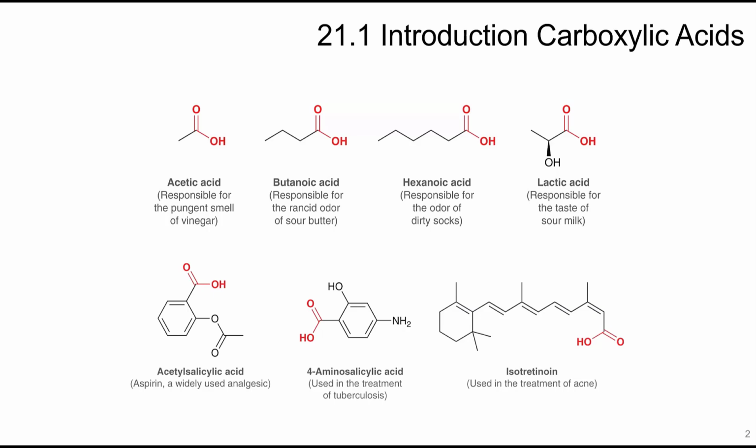The structure of aspirin is shown there, which is what we synthesized last semester. We also have aminosalicylic acid, which is used in the treatment of tuberculosis, and isotretinoin, which is used in the treatment of acne. Carboxylic acids and derivatives play a large role in everyday life.